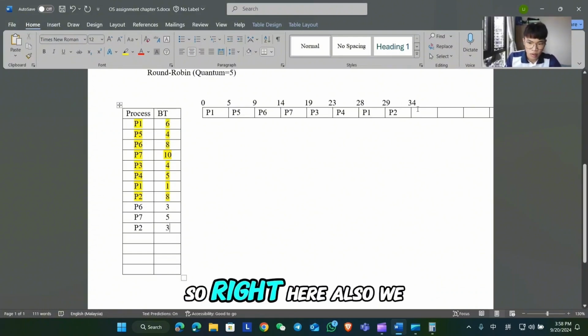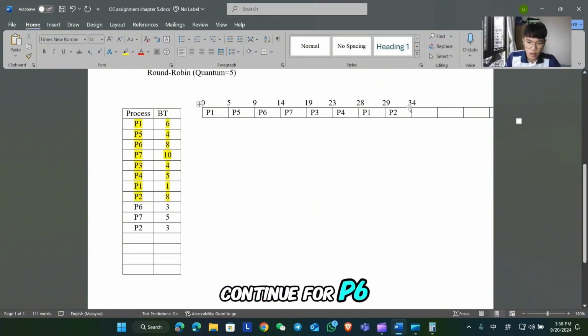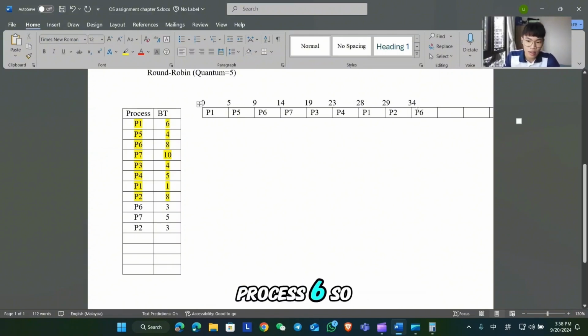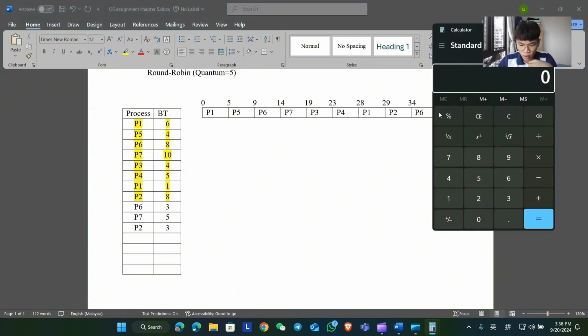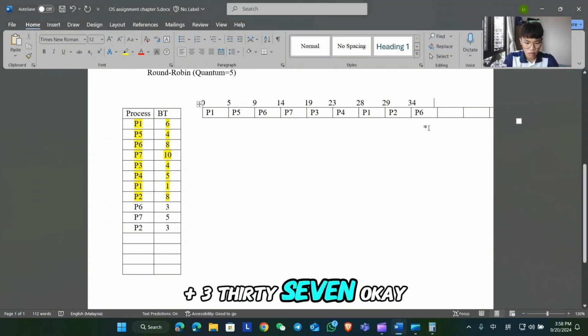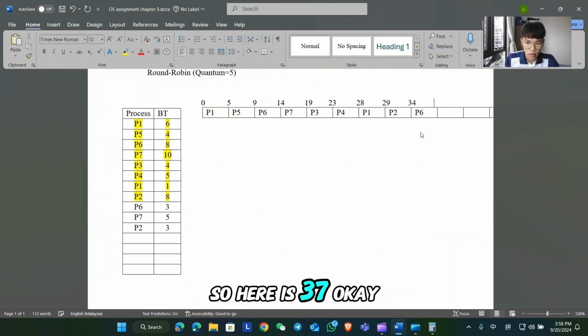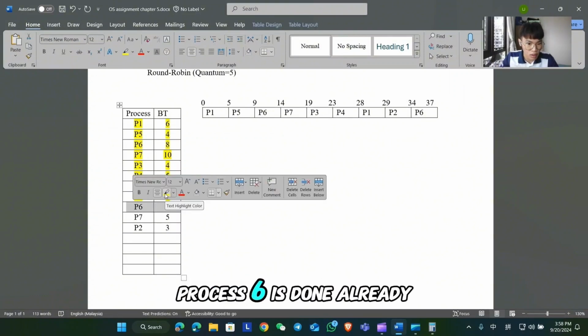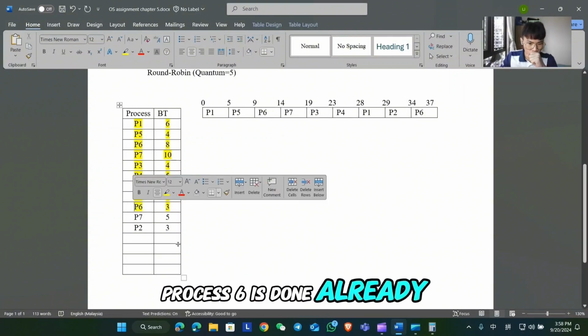So right here, we also continue with P6. We write down P6 here, and the CPU has to execute for 3 milliseconds for process 6. So 34 plus 3 is 37. Okay, so here is 37. I hope it's clear. So here is 37, and process 6 is done already.